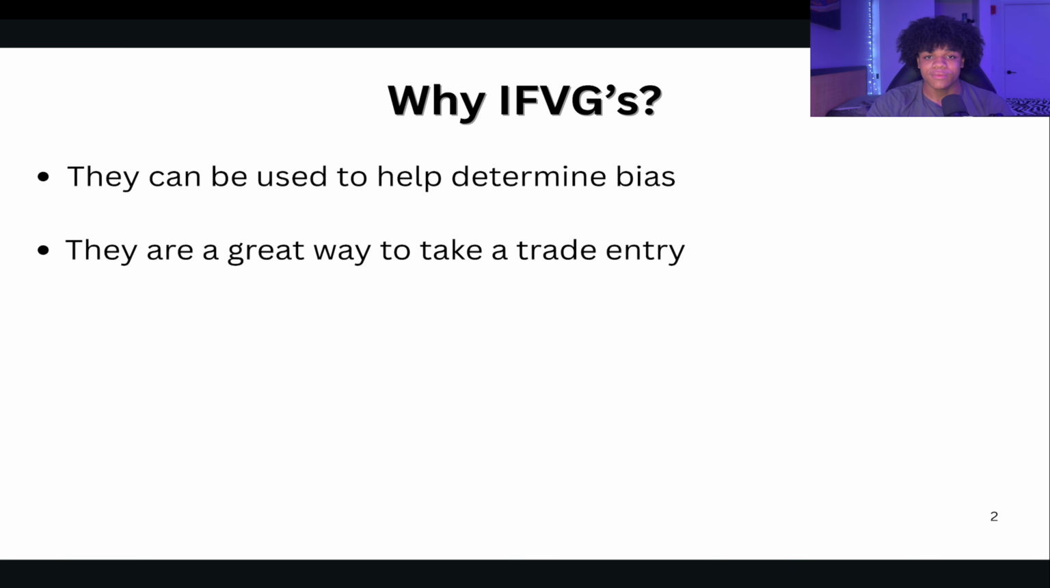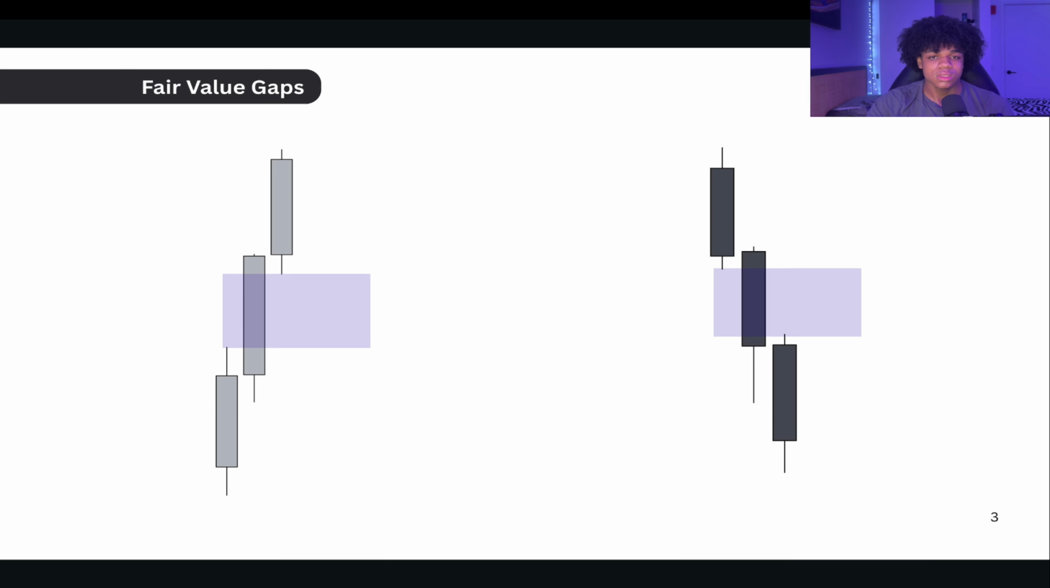All right, but before we get into IFVGs, the first thing I want to go over is what is a FVG or fair value gap. So the simplest way to put this is a fair value gap is just a 3 candle sequence where the first and third candle wicks do not overlap. And what ends up happening is it creates a gap within the price.